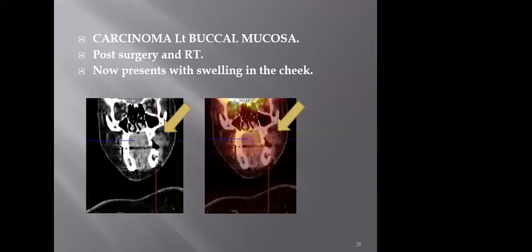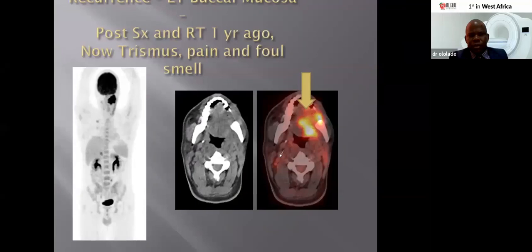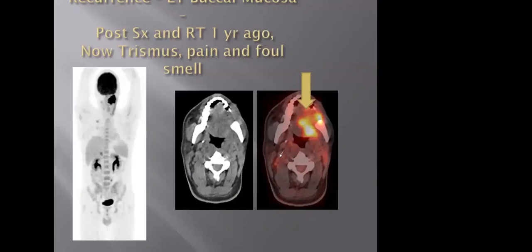Next, coming to post-treatment versus recurrence. This was a case of carcinoma left breast, post-surgery and RT. The patient presented with some swelling in the cheek. A PET scan was done, which did not show any recurrence anywhere, neither local, regional, or any distant metastasis. This was a case of CA buccal mucosa, post-surgery and RT, now presenting with trismus, and PET scan clearly showing that there is a recurrence in the buccal mucosa now involving even the tongue.